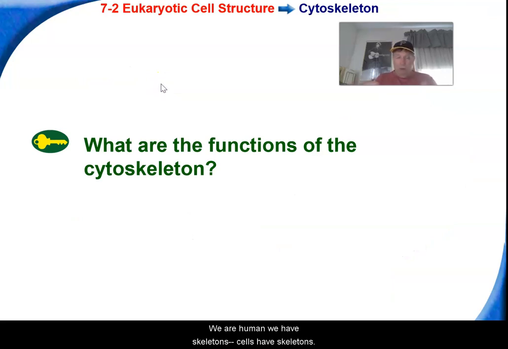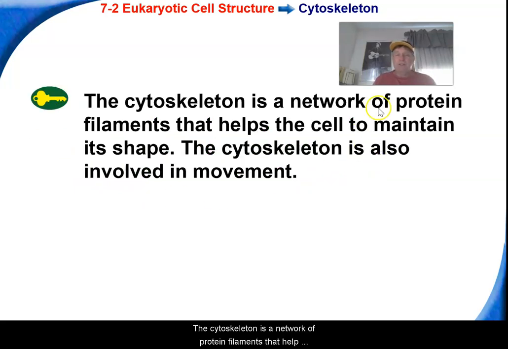What's the function of the cytoskeleton? Well, we're human. We have skeletons. Cells have skeletons. So you see here, cyto, that prefix means cell. The cytoskeleton is a network of protein filaments that help the cell to maintain its shape. The cytoskeleton is also involved in movement.